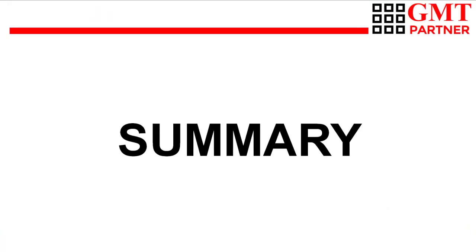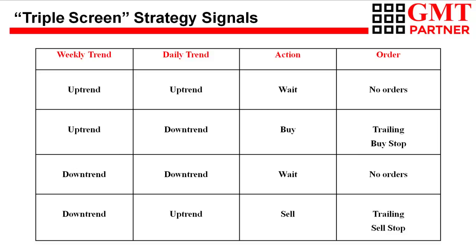If we summarize all rules of the triple screen strategy in one table, we will see the following picture. The first column on the left indicates the status of the major trend, in the direction of which the trader should open his positions. In other words, this is the first screen of the triple screen strategy.